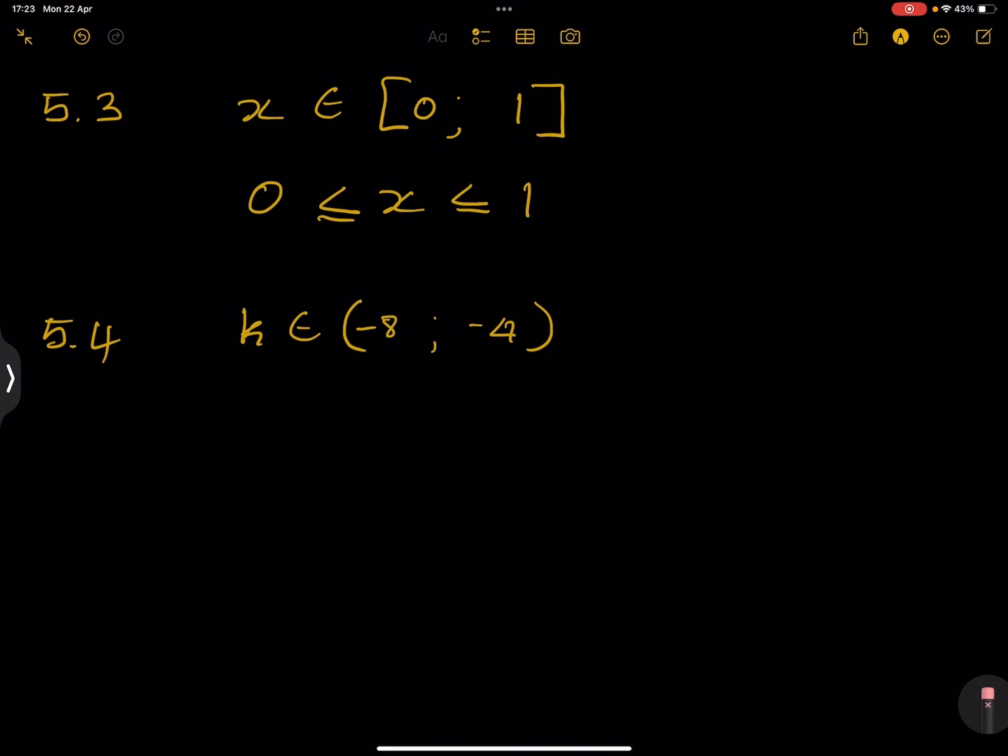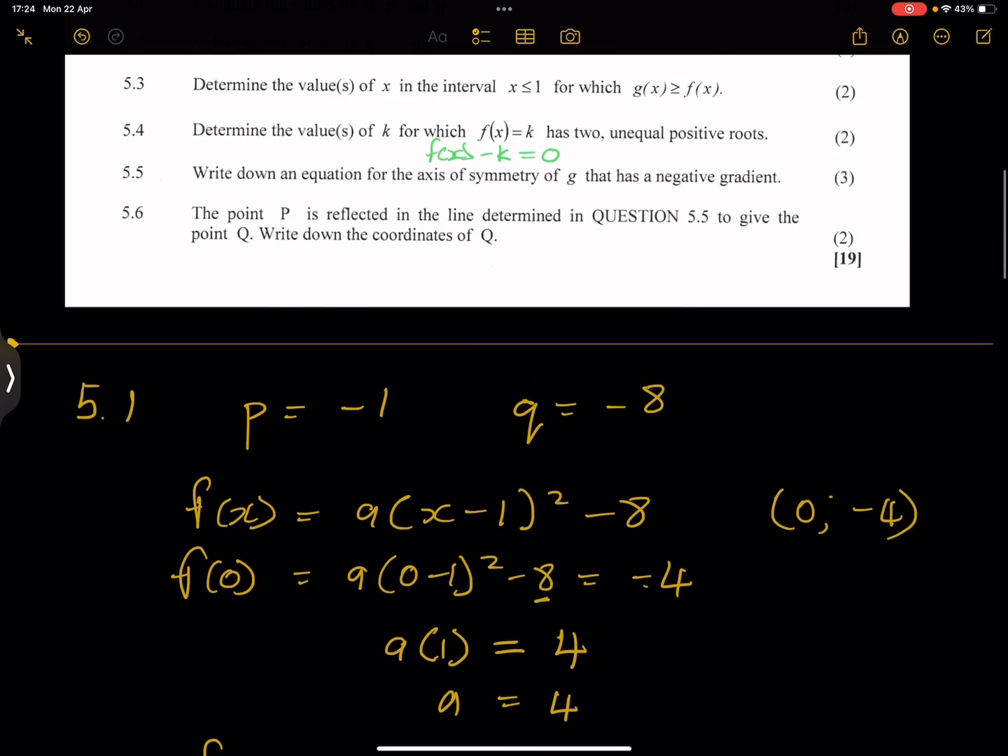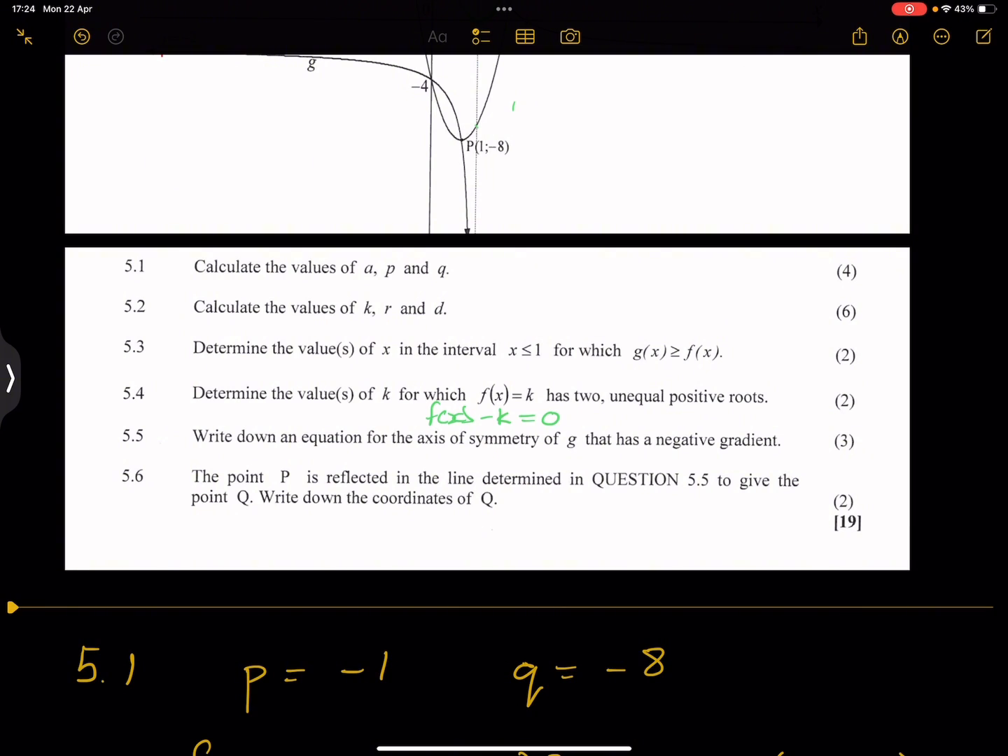Or you can write it as k must be less than -4, actually not equal to, and greater than -8. Right, I hope that makes sense, ladies and gents. Otherwise what you can do is you can use nature of roots, okay, to determine that. But I won't go through it in this particular case. That's only worth 2 marks. Okay, so I think this was sufficient.